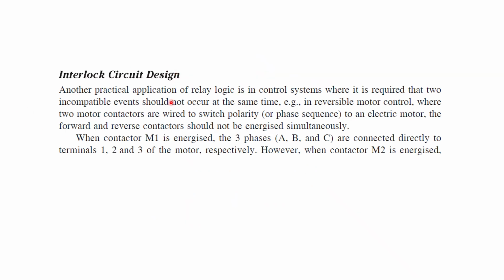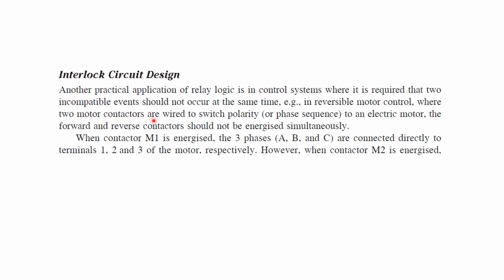So another practical application of relay logic is interlock. What is this interlock? It is required where two incompatible events should not occur at the same time. For example, a motor can run in a forward direction as well as in a reverse direction, but both should not happen at the same time. To overcome this, we go for an interlock circuit.